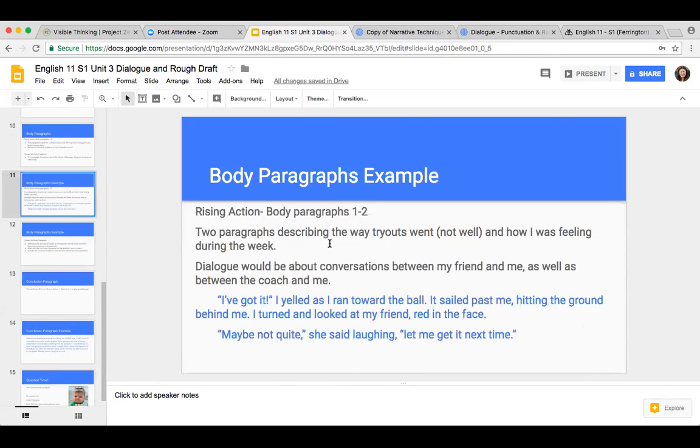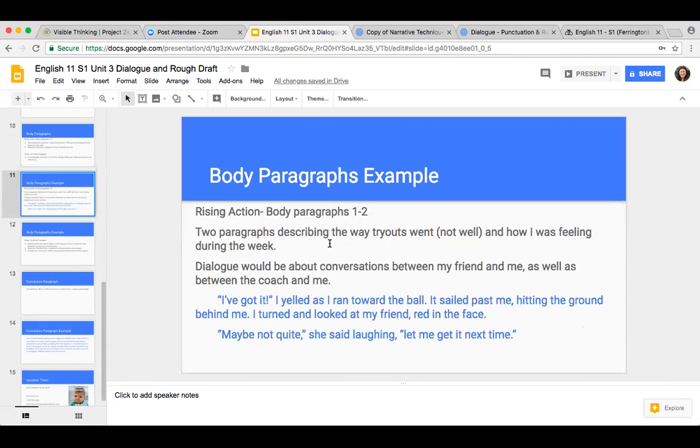So, looking at body paragraphs 1 and 2, if I was writing this essay, they would describe the way tryouts went, which was not well, and how I was feeling during that week, trying to pull people into my experience by giving them descriptions of what's going on in vivid language. The dialogue would be about conversations between my friend and me, as well as between the coach and me.